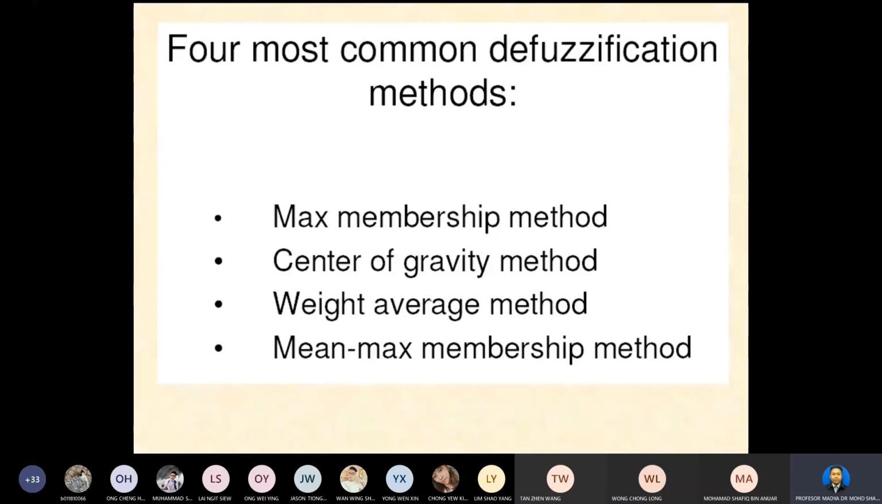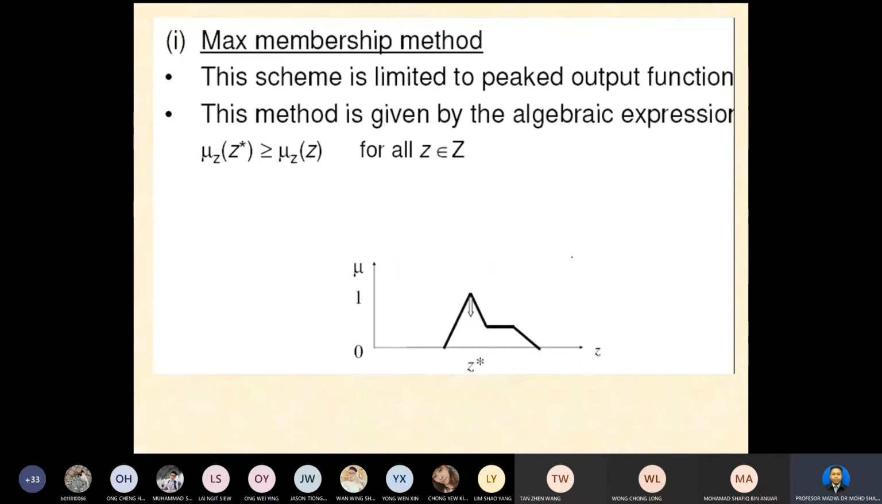We call the first one max. Then center of gravity, which sometimes we call the centroid. The centroid is similar to the center of gravity; actually, the centroid is the center of gravity. And then we have the weighted average method and the mean max membership method. Next we go one by one. The first defuzzification method is the max.